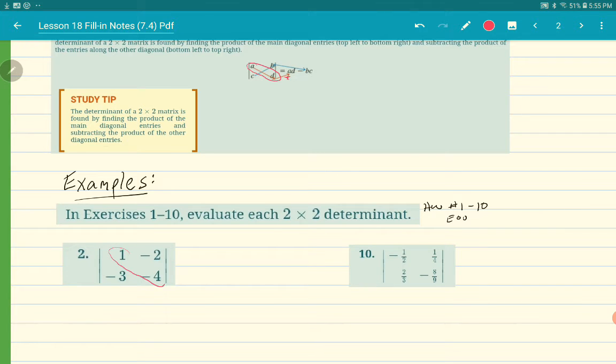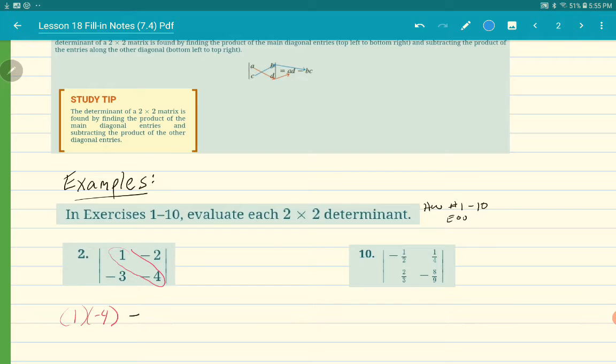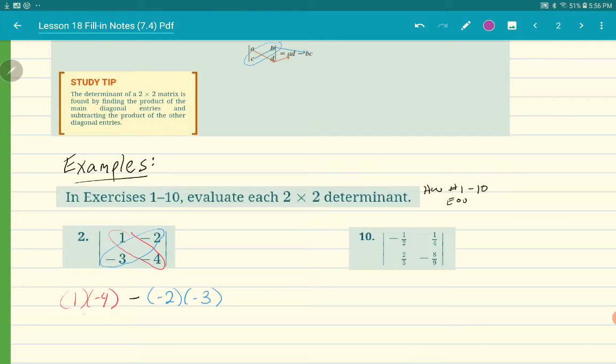So that's 1 and the negative 4. So 1 times negative 4. And then we subtract the product of the other diagonal. So that's the B times C, or the negative 2 times the negative 3. Now we just simplify that. On the first term, I get 1 times negative 4 is negative 4. And then subtract, and negative 2 times negative 3 gives me a positive 6. So total, I get a negative 10.